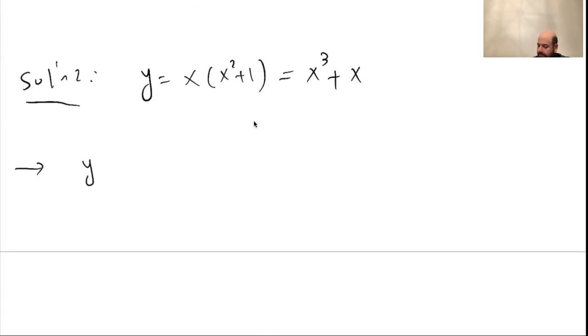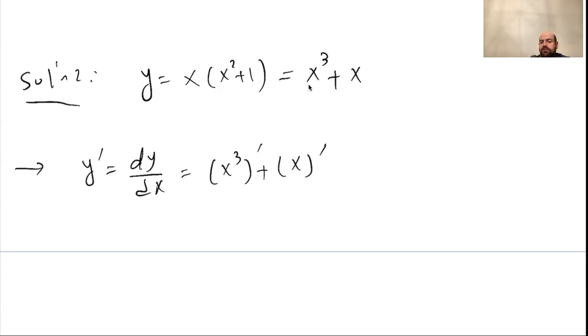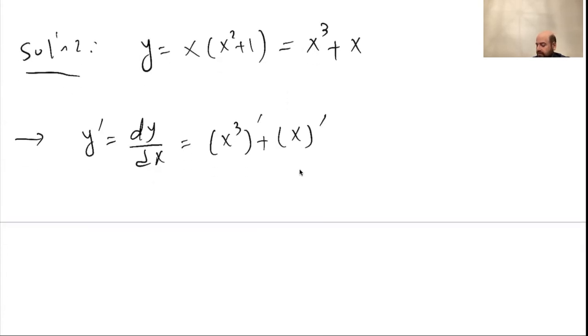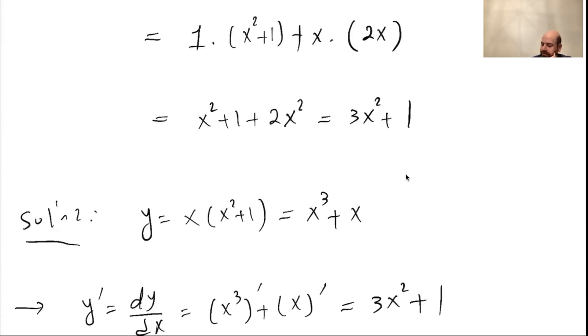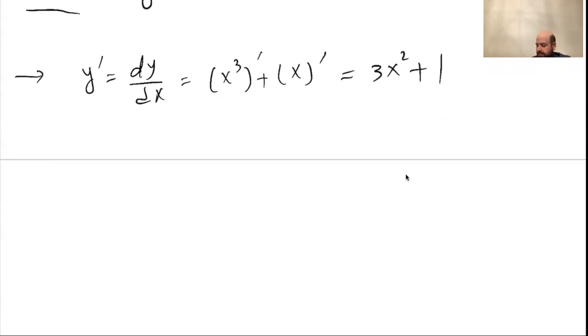So y prime equals dy/dx will be the derivative of x cubed plus the derivative of x. Derivative of addition of two functions is addition of the derivatives. So the derivative of x cubed plus the derivative of x. The derivative of x cubed is 3x squared. The derivative of x is 1. So 3x squared plus 1. Which is consistent with the answer we got above. All right.